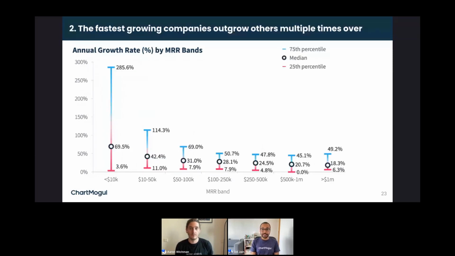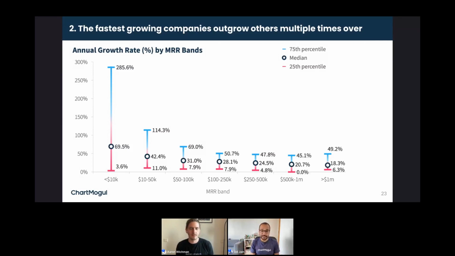So in addition to the median, the next chart also shows you the 75th and the 25th percentile of growth rate. So the dark blue dot in the middle is the median, the top one is the 75th percentile, and the bottom one is the 25th percentile. And still, the chart shows you the annual growth rate split by different MRR bands.